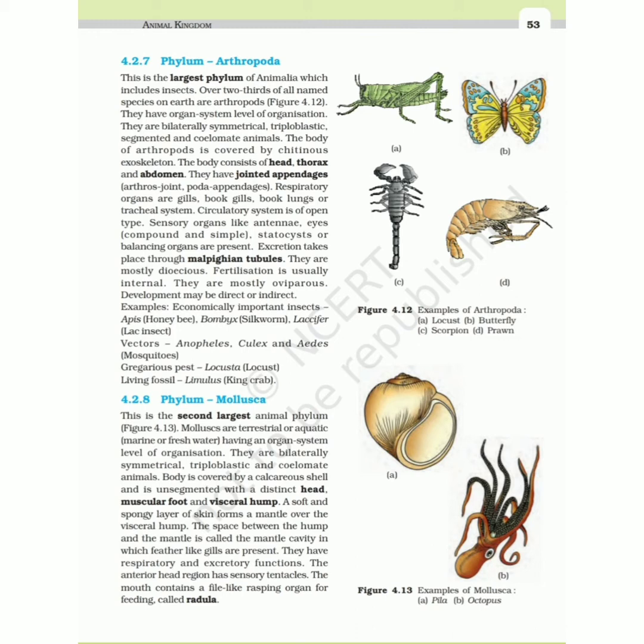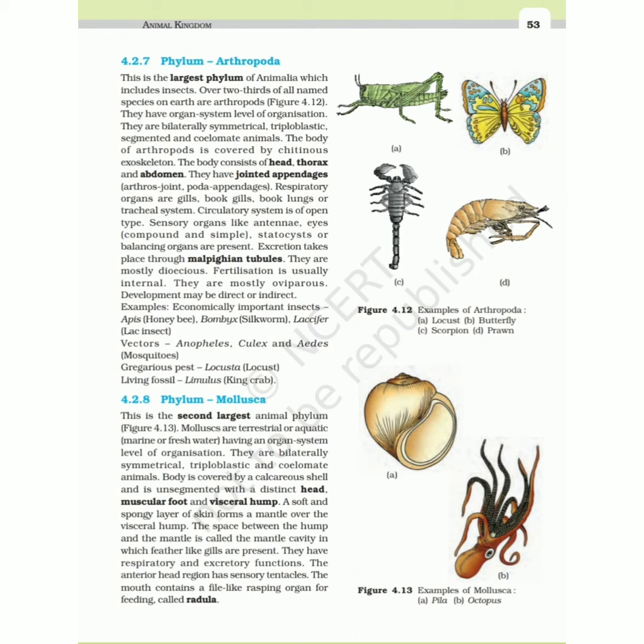Respiratory organs are gills, book gills, book lungs or tracheal system. Circulatory system is of open type. Sensory organs like antennae, eyes (compound and simple), statocysts or balance organs are present. Excretion takes place through Malpighian tubules. They are mostly dioecious. Fertilization is usually internal. They are mostly oviparous. Development may be direct or indirect.